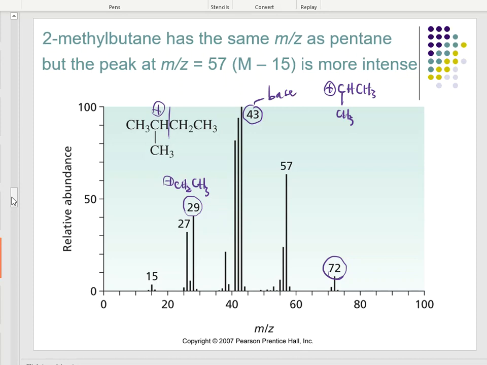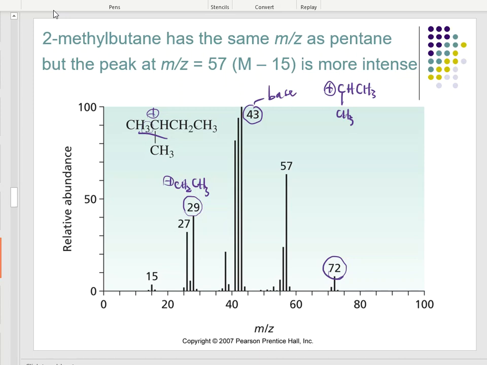Okay. Now let's take a look at our other choices. I'm going to get rid of this split. I'm going to split it in a different way now. Let's cleave that methyl group off of there. What we're left with is maybe a positive charge right there. 12 and 12 is 24. Plus another 12 and 12. So 48.